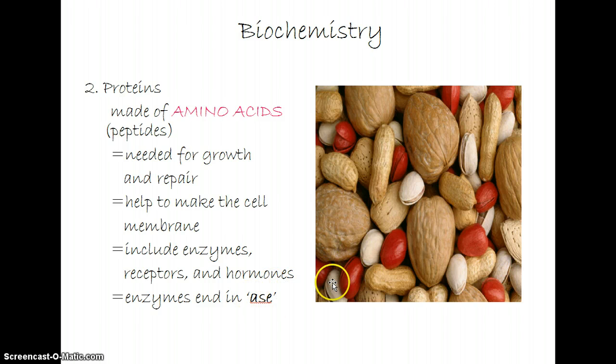If you look to the right, you will see I gave you a picture with many different types of nuts. These nuts are examples of proteins. Meat, right? Like your beef, your chicken, your pork, even your egg white, your tofu, your fish. Those things are all examples of protein.